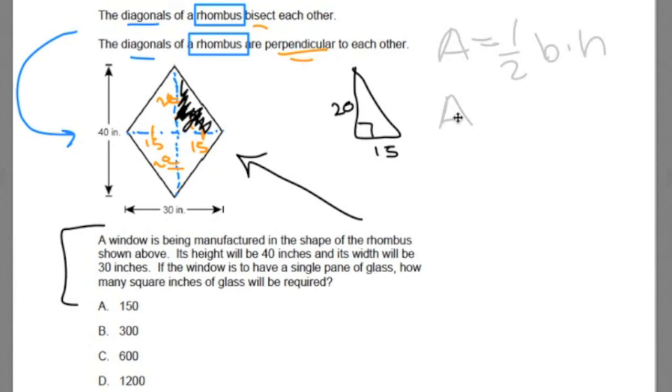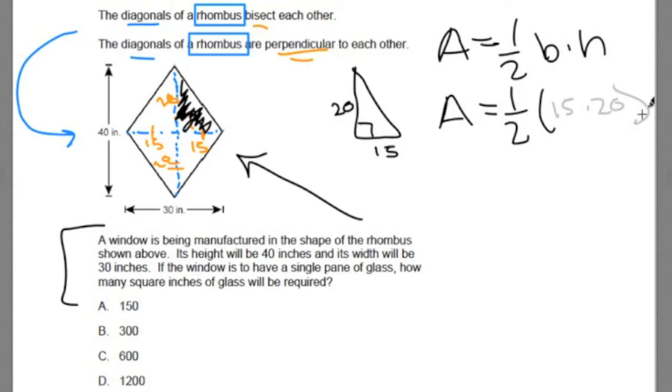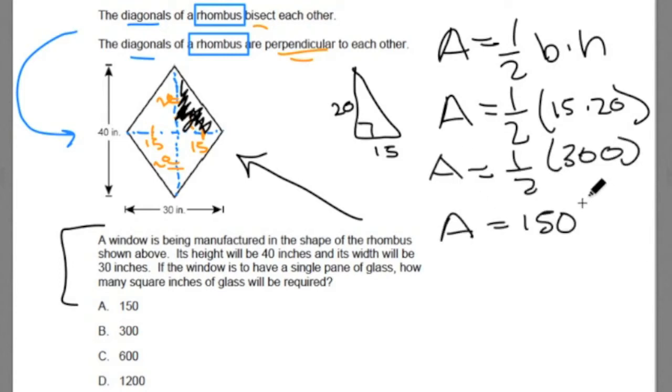In this case right here, our triangle, this one right here, we could say has a base of, we're going to take half of whatever the base is, 15, times the height, 20. Let's see, half of 15 times 20. Well, 10 times 20 would be 200. So 15 times 20 is 300. We're taking half of 300 to get the area of this triangle. Let's see, half of 300 is 150 inches squared.